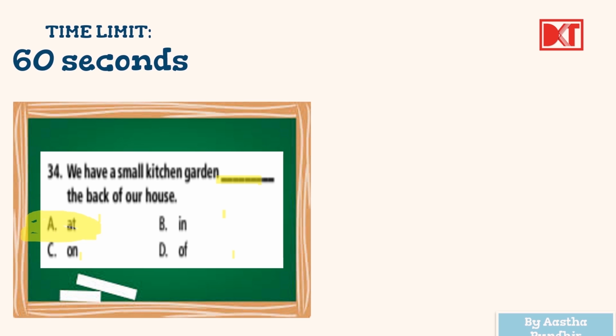Talking about a specific location, right? At the back. In talks about an undefined time or a place. On talks about the surface of something. Off talks about certain belongingness. Okay.